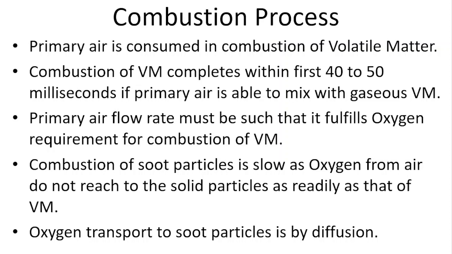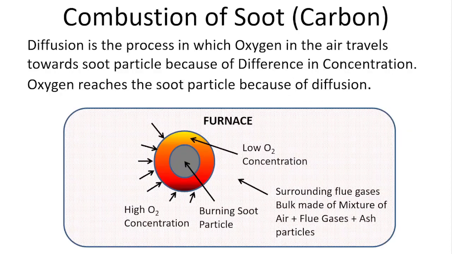Combustion of volatile matter completes within the first 40 to 50 milliseconds if primary air is able to mix with the gaseous volatile material. Primary air flow rate must be such that it fulfills the oxygen requirement for combustion of volatile material. Combustion of soot particles is slow, as oxygen from air does not reach the solid particles as readily as it does the volatile material. So oxygen transport to soot particles is by diffusion.